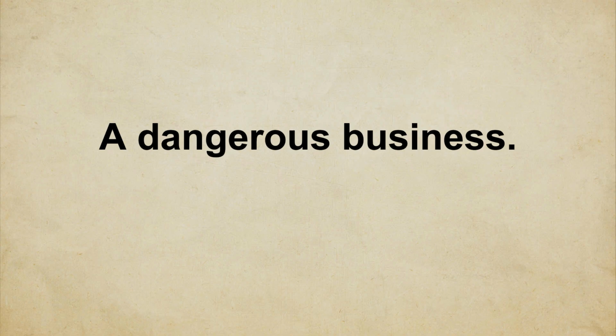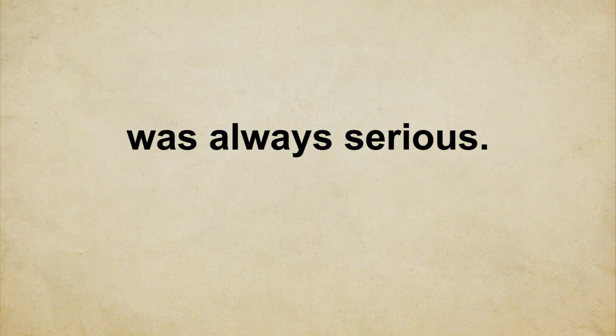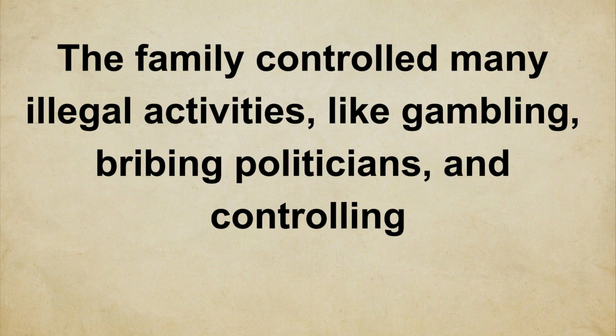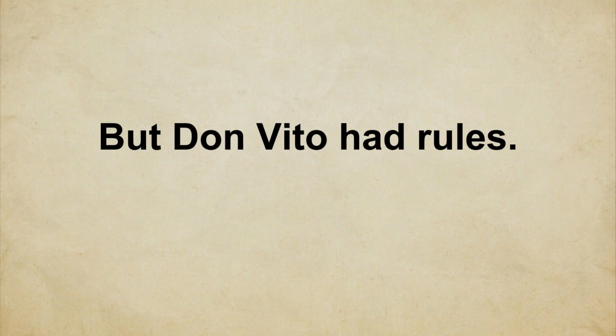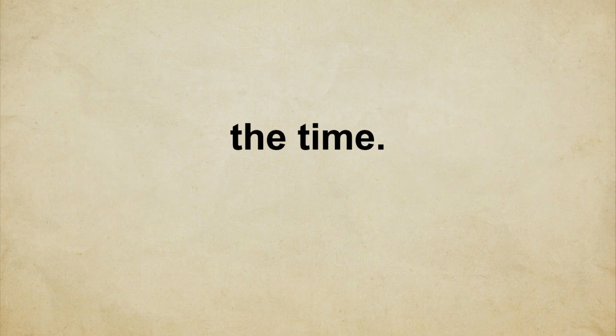A dangerous business. While the wedding was full of laughter and celebration, the Corleone family's business was always serious. The family controlled many illegal activities, like gambling, bribing politicians, and controlling unions. But Don Vito had rules. He didn't want to be involved in the drug trade, which was becoming more popular at the time.